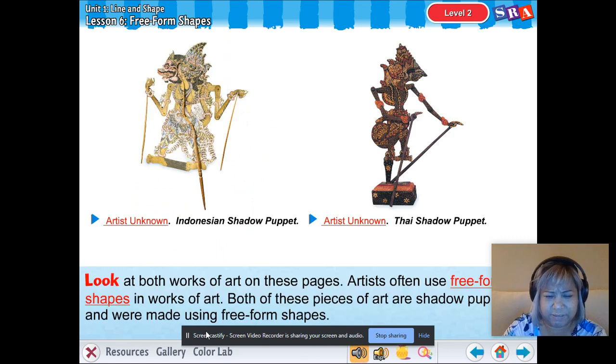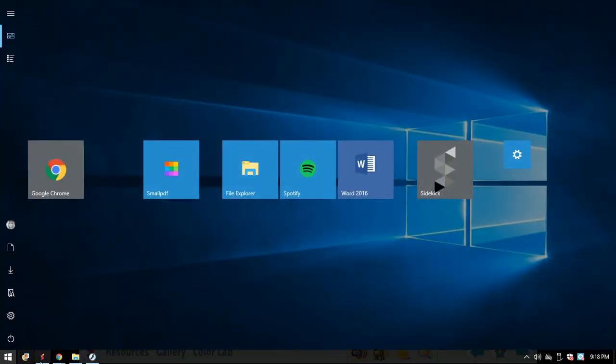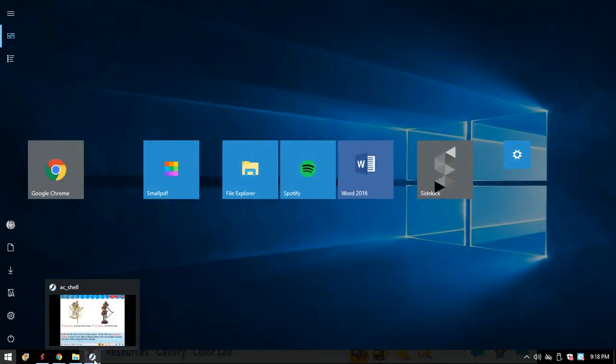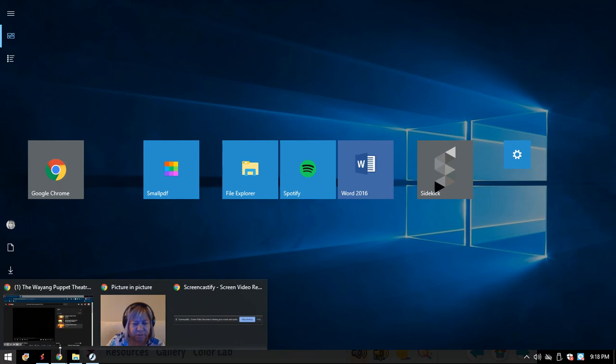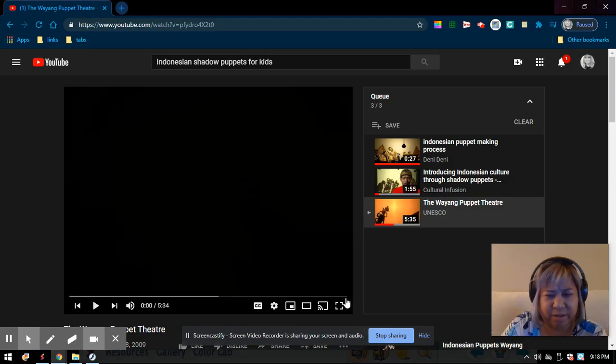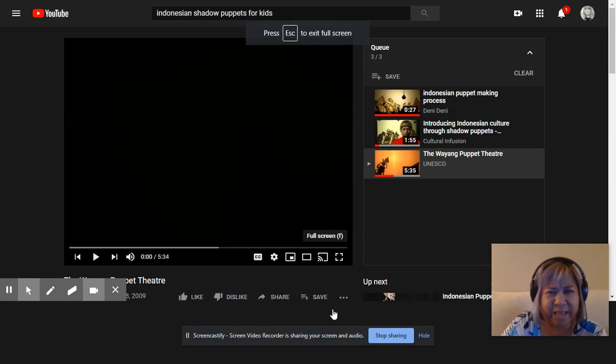video about these shadow puppets. So hold your horses. Where is it? Here we go. And it's called the Wayang Shadow Puppets.